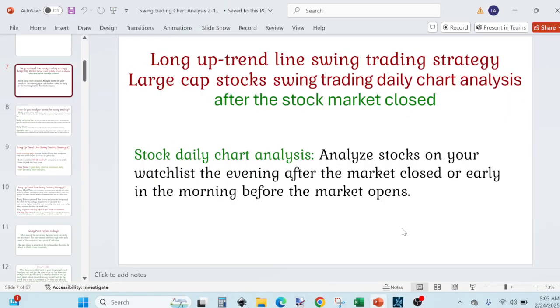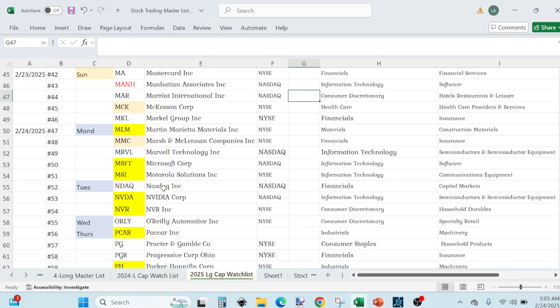Hello, how do you do large cap stock swing trading daily analysis if you are using the long option swing trading strategy? You open your watch list, and we have our watch list of large cap stocks open, and we are going to analyze a few stocks together.